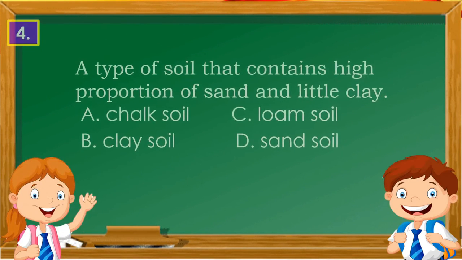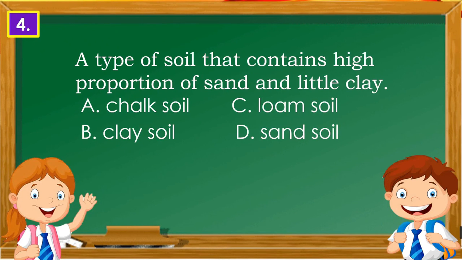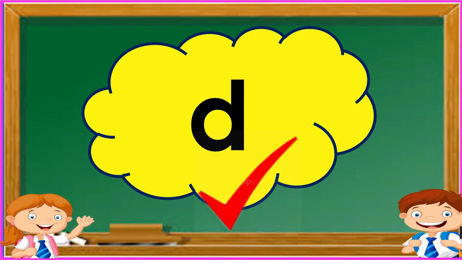Number 4. A type of soil that contains high proportion of sand and little clay. Letter A, chalk soil. Letter B, clay soil. Letter C, loam soil. Letter D, sand soil. The correct answer is letter D, sand soil.